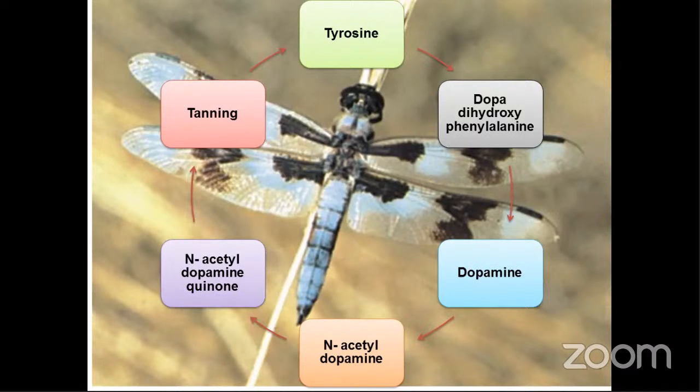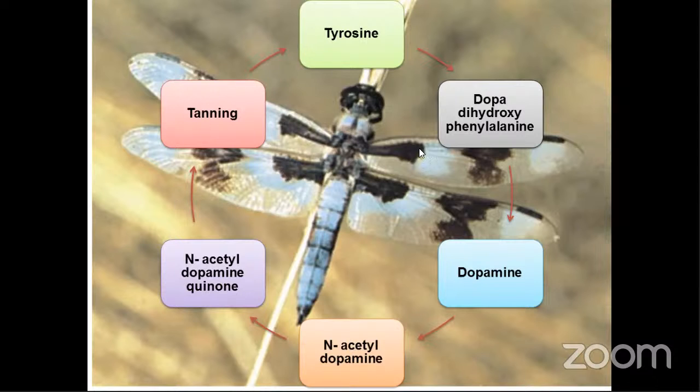Sequence of steps in hardening of the cuticle. First, tyrosine forms into dopa, dihydroxyphenylalanine. Later it forms into dopamine. It is a chemical process. Later it enters into N-acetyl dopamine, then into N-acetyl dopamine quinone. Finally tanning takes place.